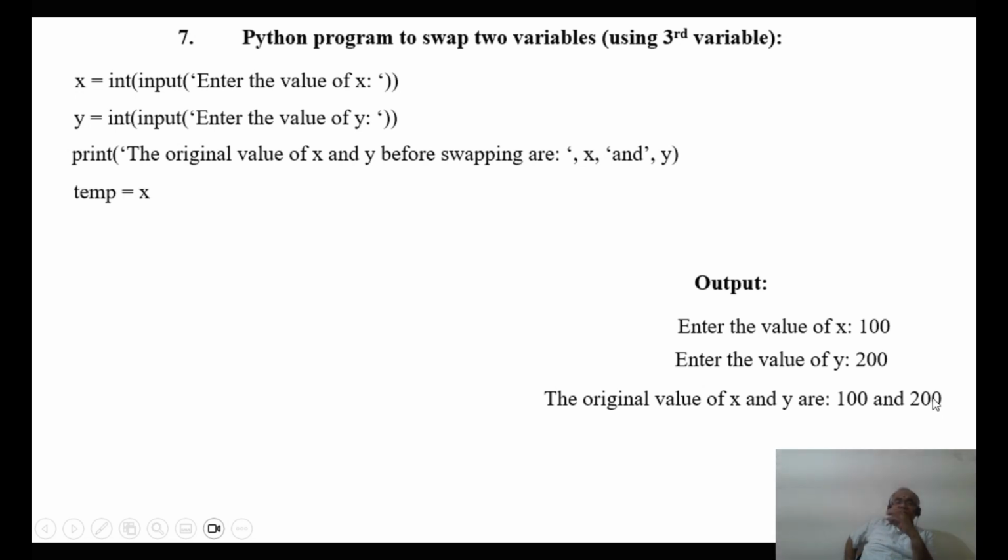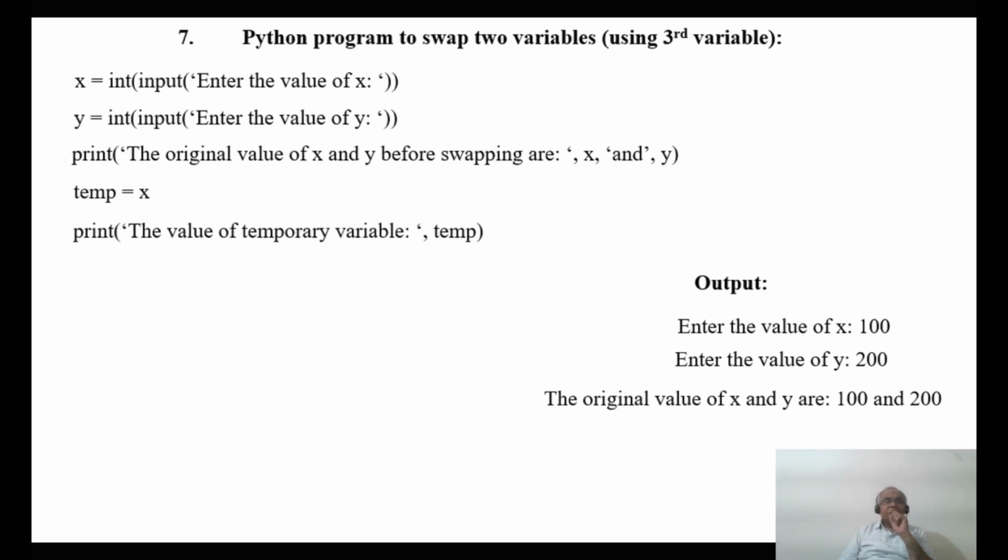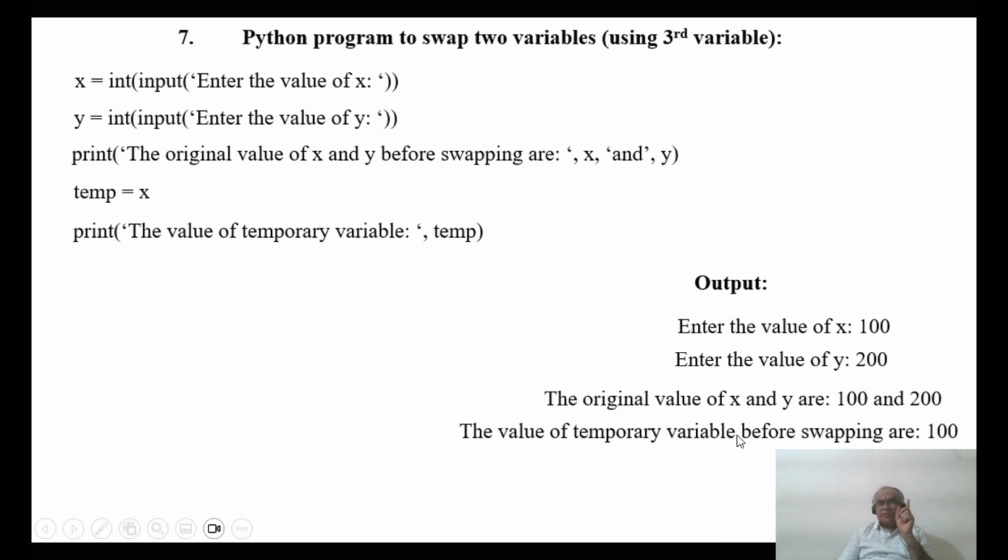So first we are going to create one more variable, which is the third variable, which is temporary. I will assign the value of x to the temporary variable. So then what happens? x will become free. Print the value of temporary variable. Now the value of temporary variable is 100. The value of temporary variable before swapping is 100. Yes, correct.